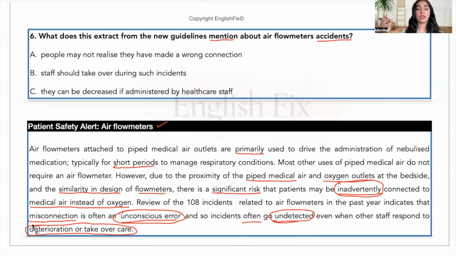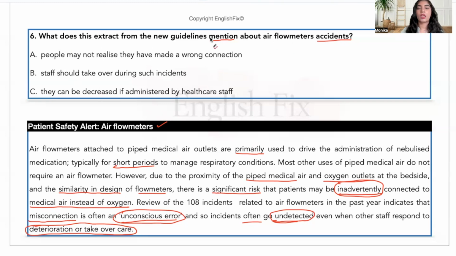Or when the other staff takes over care of that particular patient, they start taking care, they don't even realize that, listen, maybe you are providing medical air to the patient, not the oxygen. They are just not able to recognize it, even if another person comes to look after the patient, even if the patient's health keeps getting worse, and that is how it becomes an incident actually. Okay, so they have overall told me how accidents happen, why accidents happen.